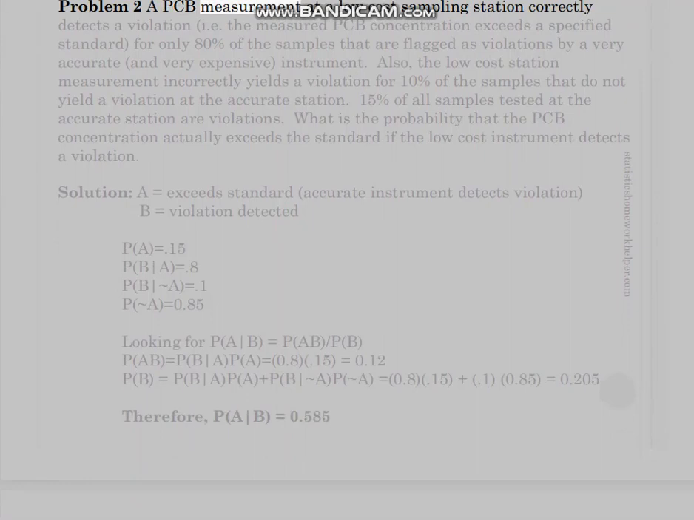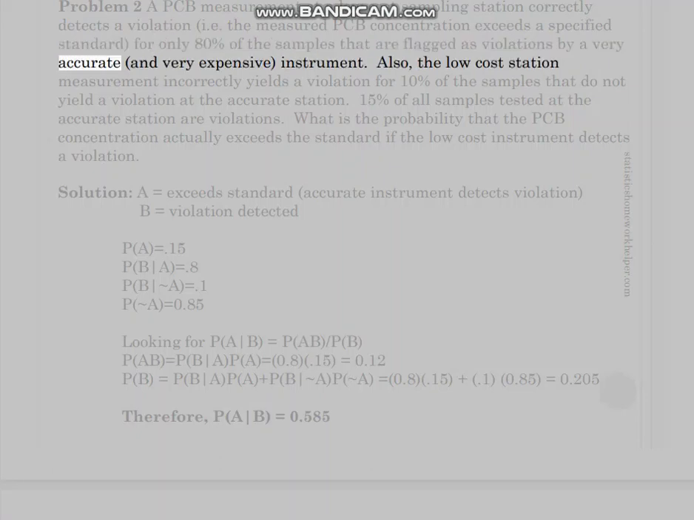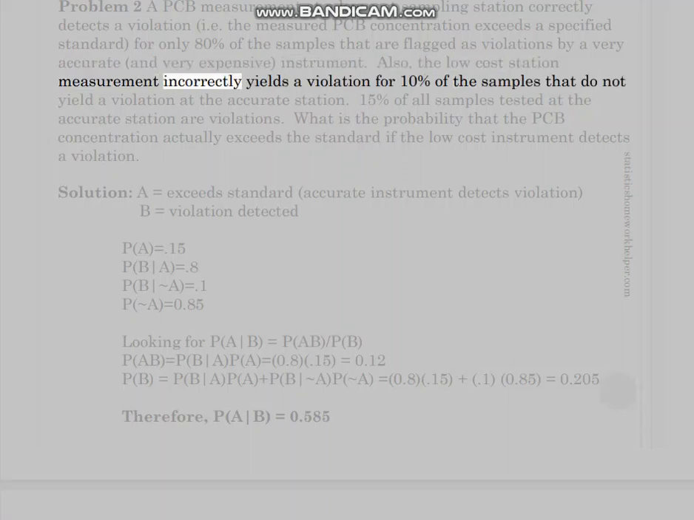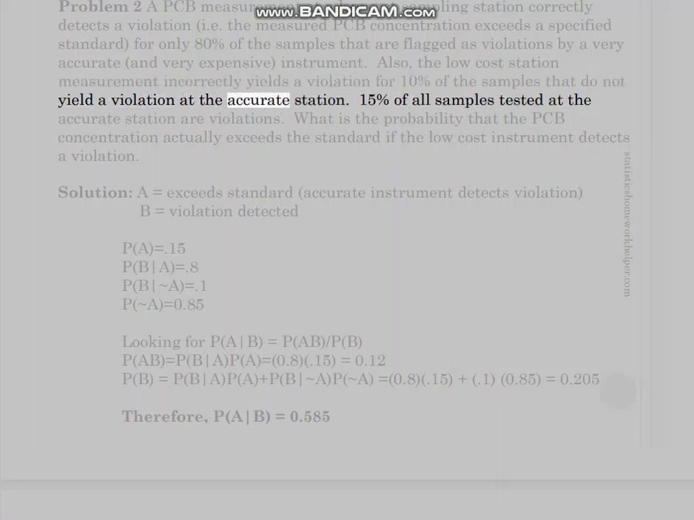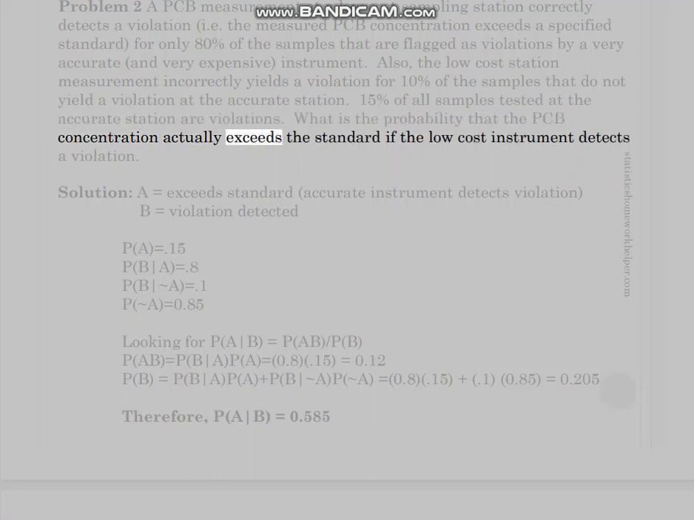Problem 2. A PCB measurement at a low-cost sampling station correctly detects a violation, i.e. the measured PCB concentration exceeds a specified standard, for only 80% of the samples that are flagged as violations by a very accurate and very expensive instrument. Also, the low-cost station measurement incorrectly yields a violation for 10% of the samples that do not yield a violation at the accurate station. 15% of all samples tested at the accurate station are violations. What is the probability that the PCB concentration actually exceeds the standard if the low-cost instrument detects a violation?